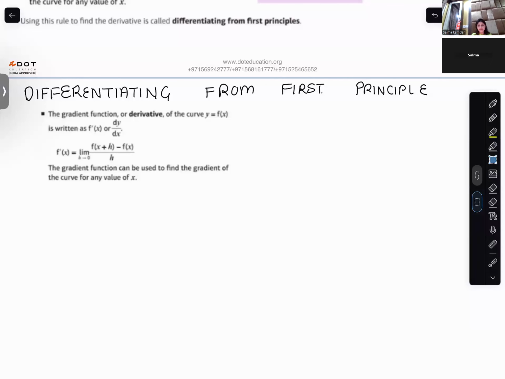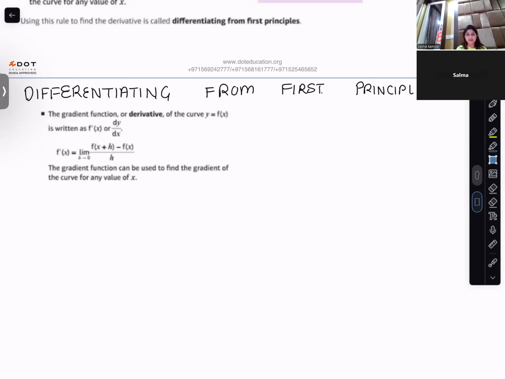Hi everyone. We're doing exercise 8.1 continuation, differentiating from the first principle. Suppose we have a curve. Say this is a curve, and the equation of our curve is y is equal to f of x. It will be any function. And you need to find the gradient of the curve at a particular point. Say the point is A or the point is B.